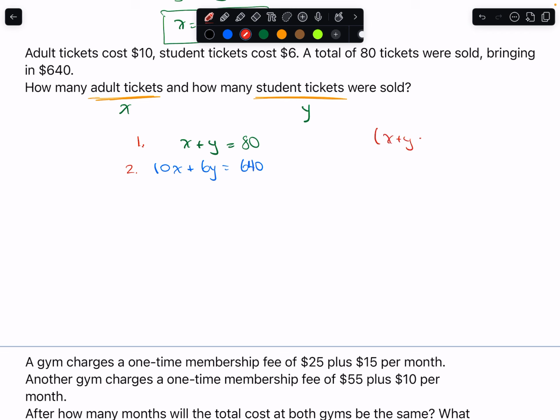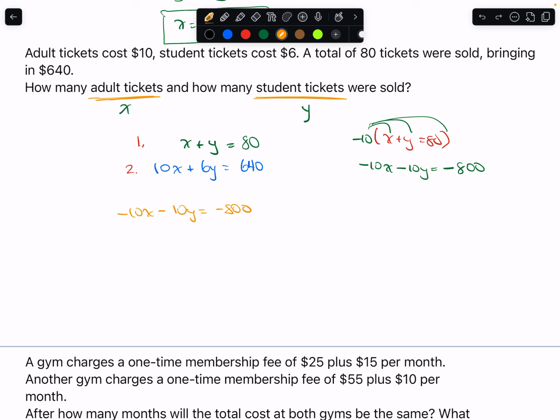x plus y equals 80 multiplied by -10, which would then equal -10x. All of this is distributive property. Minus 10y equals -800. Now I'll use this and I'll compare it to our second equation. -10x, -10y, -800, 10x.